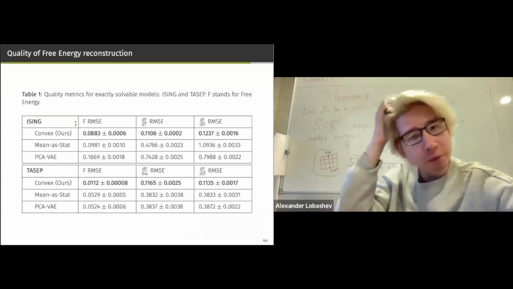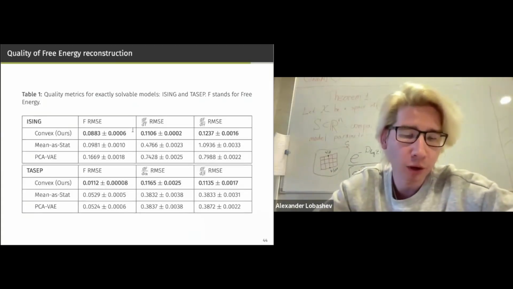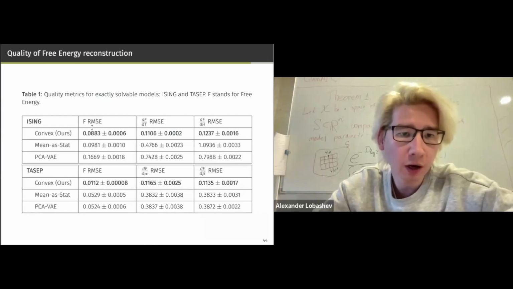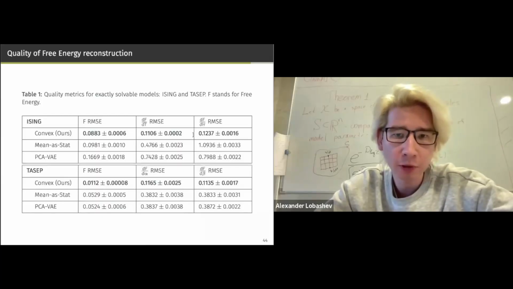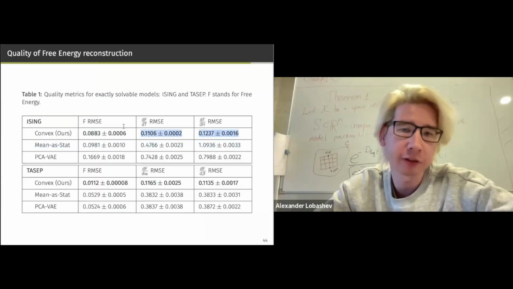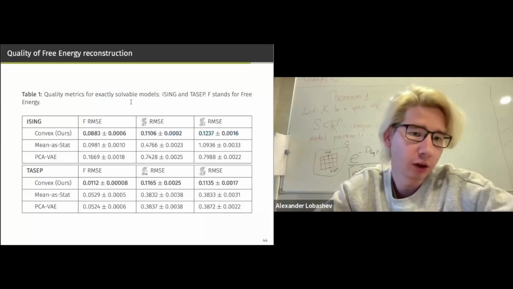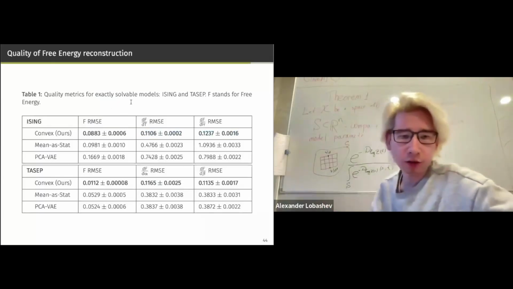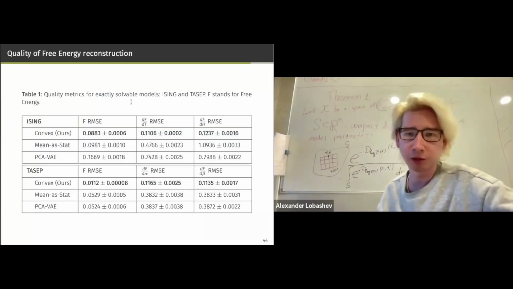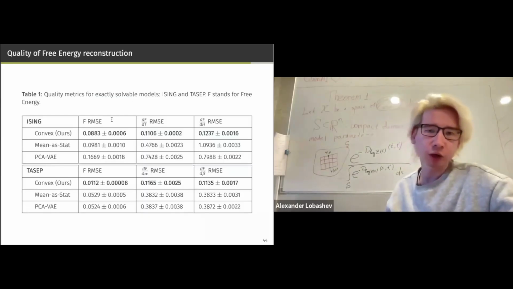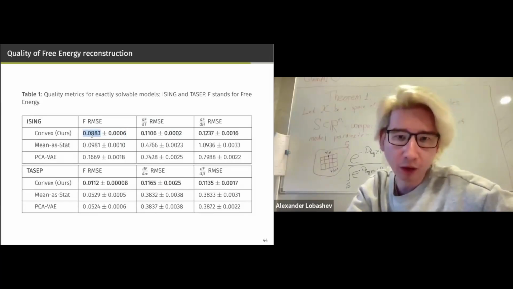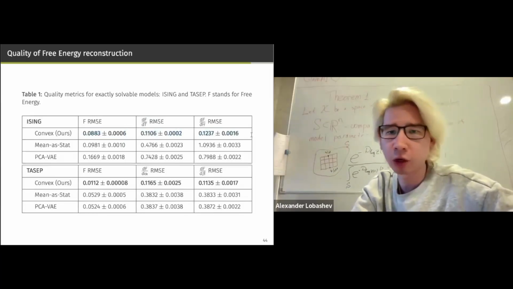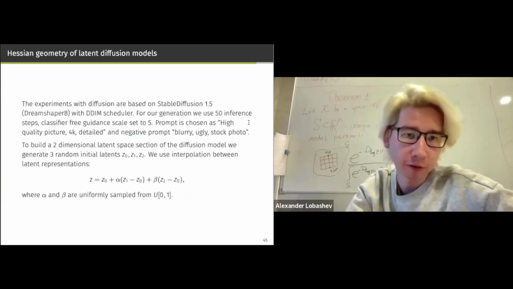And if we compare it with some baselines, our method for reconstructing this free energy is actually much better in terms of reconstructing partial derivatives than other competing methods. So by evaluating this method of reconstructed convex potential on exactly solvable statistical models, we could say that it's quite good at reconstructing not only this free energy, but also partial derivatives.